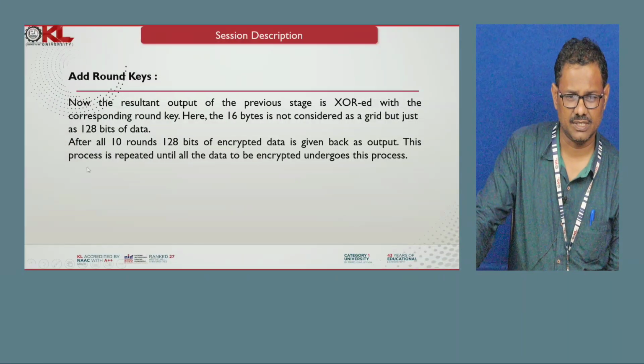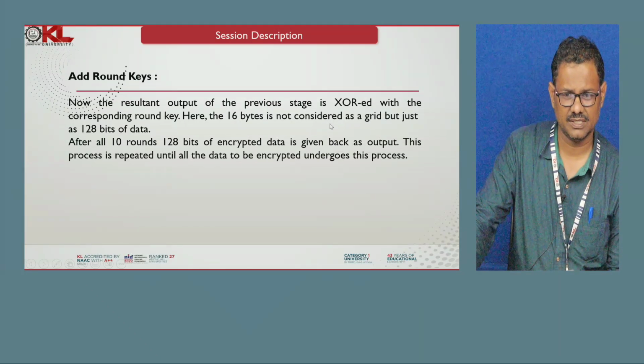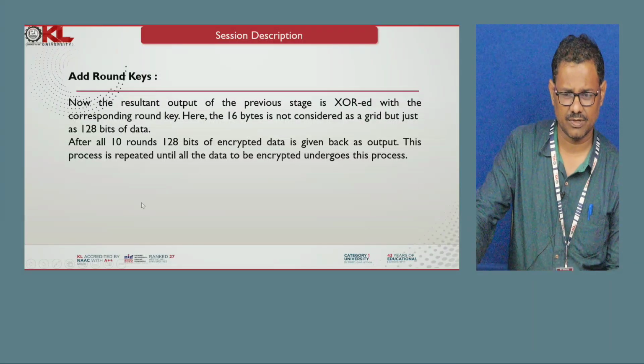Add round key. Now the output of the previous step is XORed with the corresponding round key. Here the 16 bytes are not considered as a grid, but just as 128 bits of data. After 10 rounds, 128 bits of the encrypted data are given as output. This process is repeated until all the data to be encrypted undergoes this process.